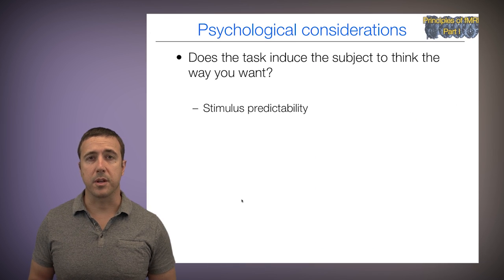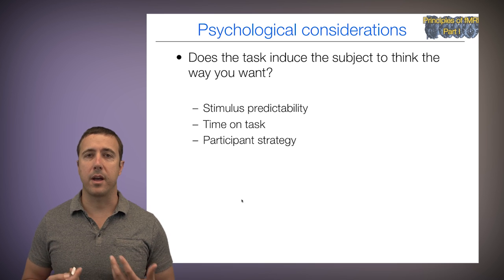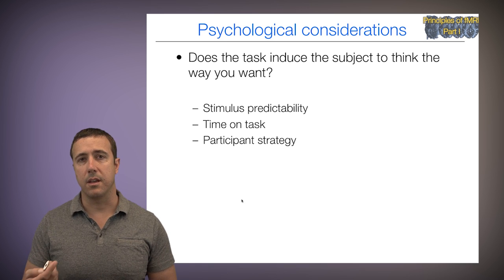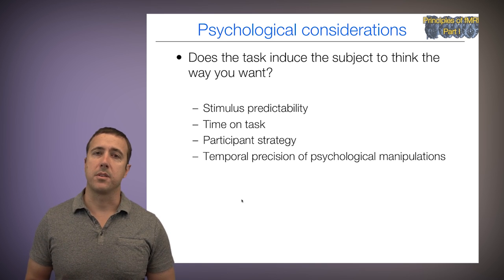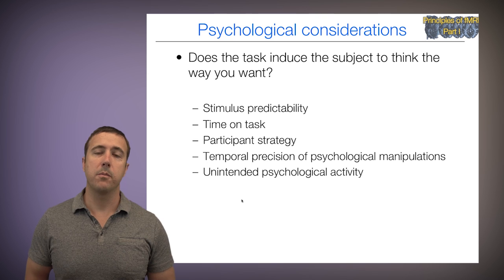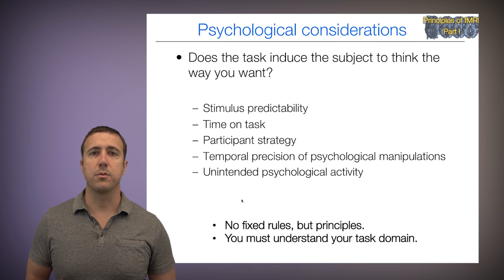Okay, so we've covered 5 psychological considerations that have to do with experimental design and that are principles that we each have to think through for ourselves. We've talked about stimulus predictability and its effects on psychological and task performance. We've talked about time on task. We've talked about strategies that people might use and how small shifts in the design parameters can afford big differences in strategy. We've talked about the temporal precision of psychological manipulations and how we have to adapt the design to what subjects can do. And we've talked about the consequences of unintended psychological activity. Again, there are no fixed rules, but there are principles that we can each use and apply in our own task domain. So that's the end of this module.